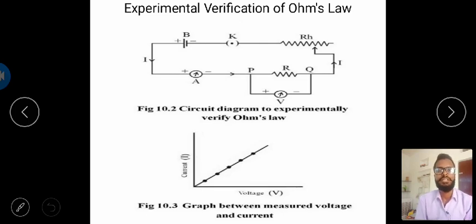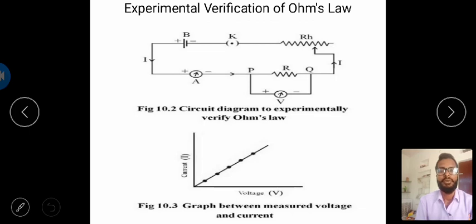Now we will study the experimental verification of Ohm's law. This is also a very important question of this chapter. The question may be asked like this: state and explain Ohm's law with its experimental verification. This question may be of 2 or 3 marks. So focus on the screen.